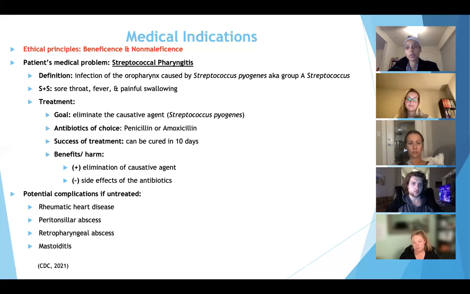Now, Ying did leave the hospital not truly understanding her condition, so she is at risk for more than just rheumatic heart disease. She can also get a peritonsillar abscess, retropharyngeal abscess, or mastoiditis. So in this case, we are expected as healthcare professionals to make sure we are educating our patients in their primary language with the assistance of a medical interpreter to practice beneficence, which is that we need to do good for our patients, right? And to do no harm, which is the other side of the coin, non-maleficence. So this is a little bit about how treatment explanation helps us uphold our ethical principles as healthcare providers.